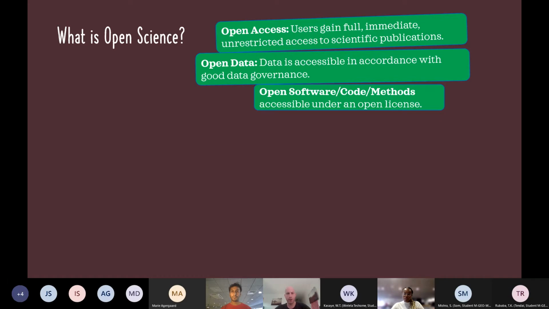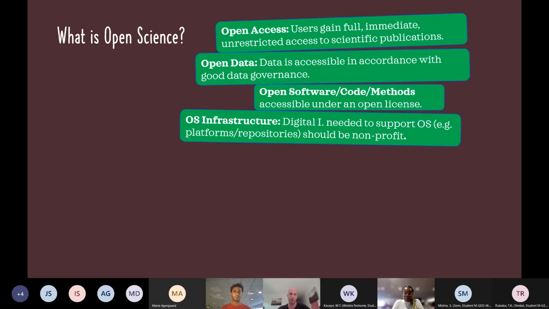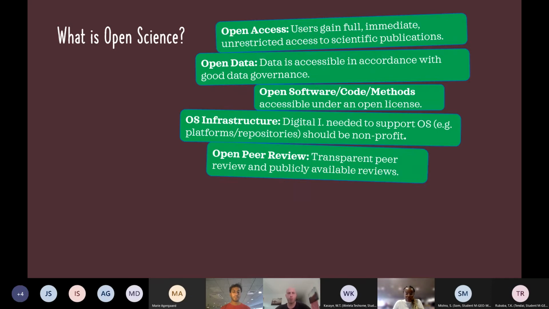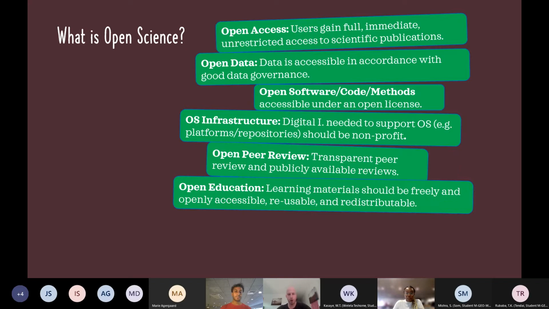Open software, code, or methods means that these materials are accessible under an open license. Open science or open source infrastructure is any kind of digital infrastructure needed to support open science. For example, platforms, repositories. Ideally, these platforms and repositories are non-profit. Open peer review means that the peer review process is transparent and the reviews are publicly available. Open education means that the learning materials should be freely and openly accessible, reusable, and redistributable.